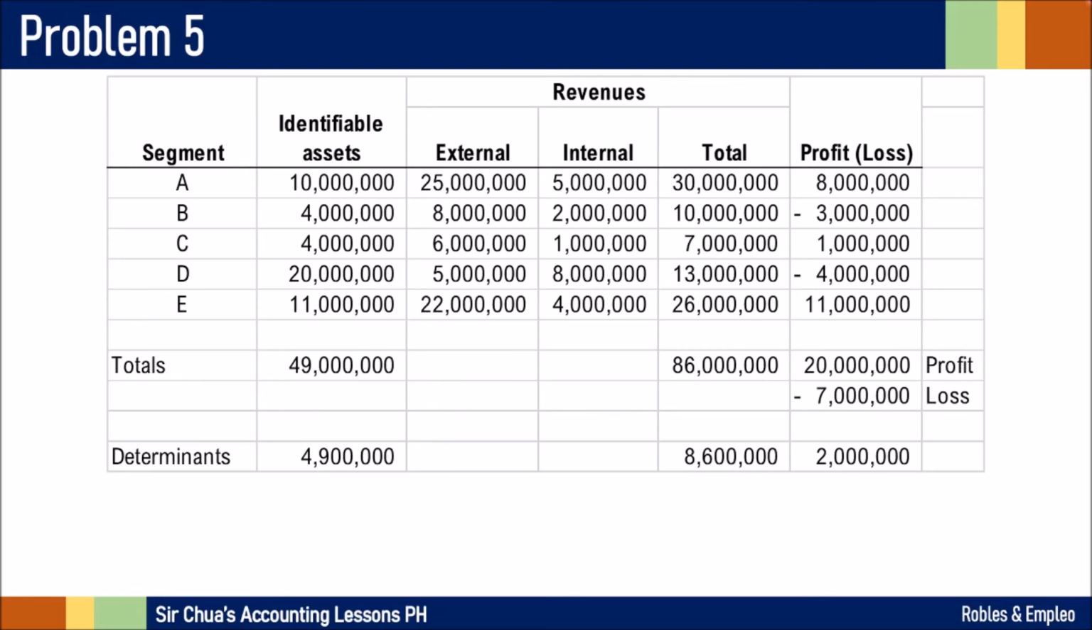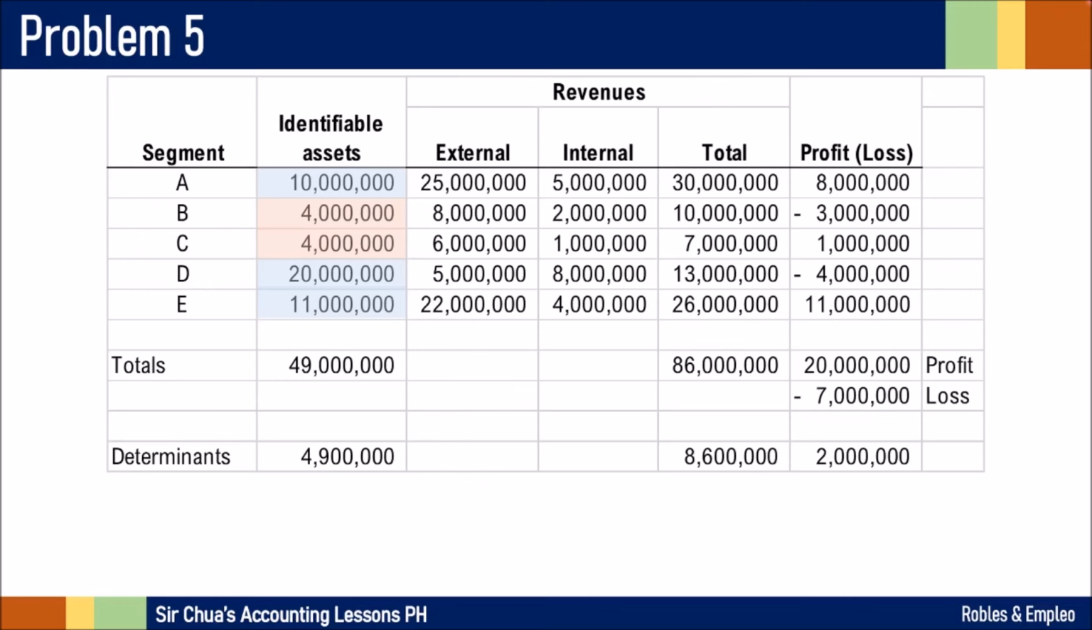Ang gagamitin natin is asset test. Your determinant is 4,900,000. Segment A is 10 million. Mas malaki siya sa 4.9. Pasok, reportable. Segment B is only 4 million. It's not reportable. Segment C is also 4 million. It's not reportable. Segment D is 20 million, above 4.9 million, and it's reportable. And segment E, 11 million, it's also reportable. So as to the asset test, the segments that are reportable is segment A, D, and E.